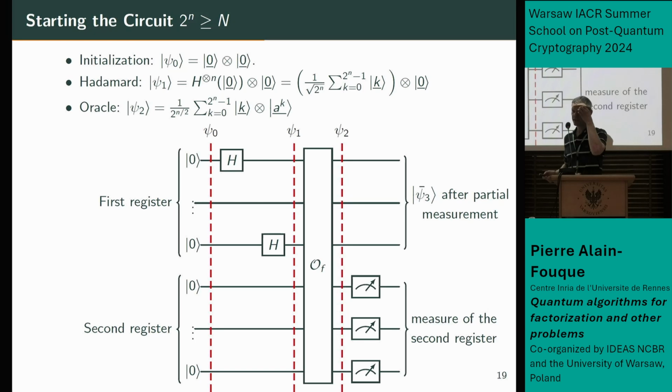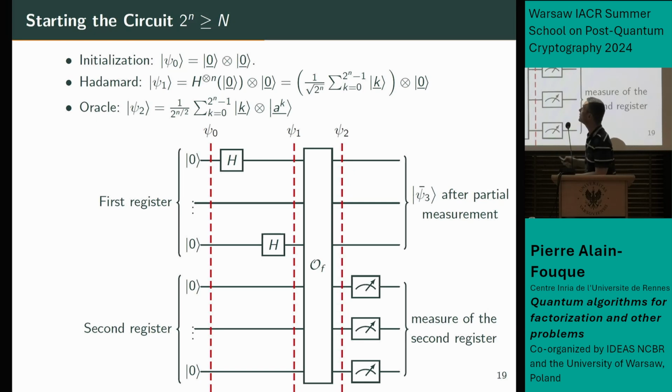So now the initialization of the circuit is very similar to what we did before. We initialize with an all-0 register for the first register and the second register. And now we apply the Hadamard gate on the first register. And so what is the quantum state right before the oracle gate? If you apply the Hadamard gate, this is the notation to apply H in parallel for all the different rows here. So at the end, you will get this state.